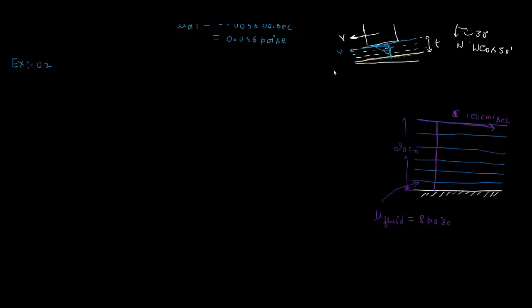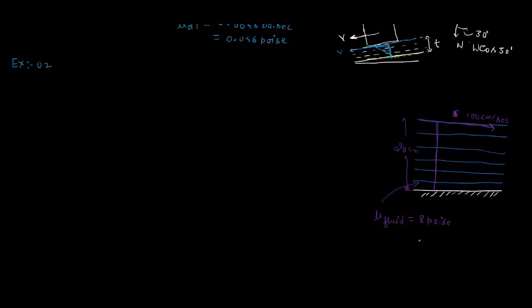So in the previous example we considered that du upon dy is linear, that is, the velocity variation over this distance t is linear. Now in this next example we are considering this is not linear, or I am saying it has some parabolic profile.